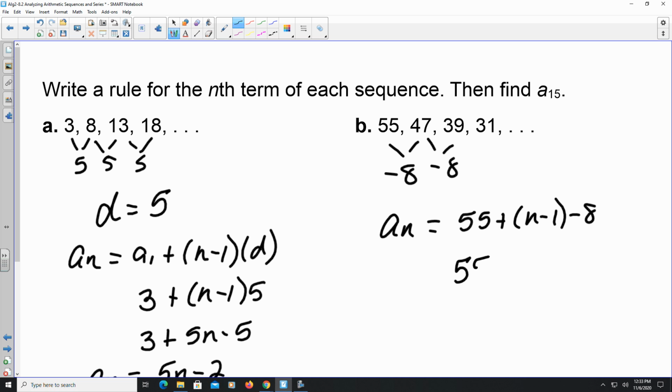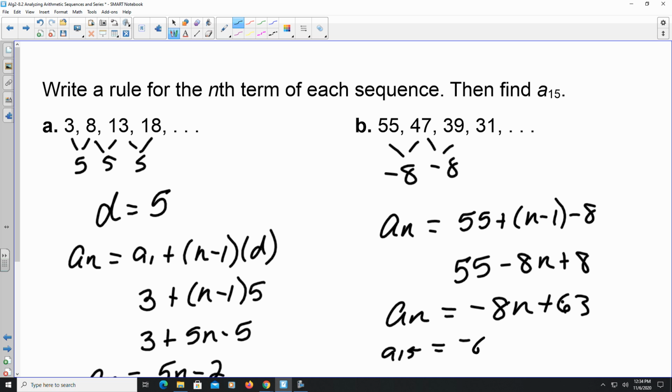So distributing that negative 8, now it's going to be 55 minus 8n plus 8. So combining like terms, my a sub n rule is going to be negative 8n plus 63. To find a sub 15, same thing, take negative 8 times 15, and then you're going to add 63. Negative 8 times 15 is negative 120 plus 63 is negative 57.